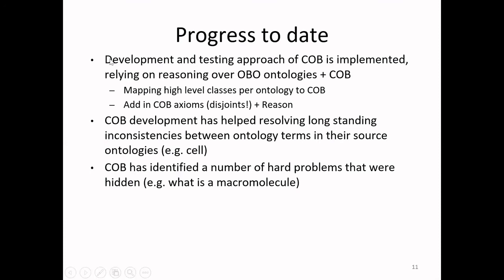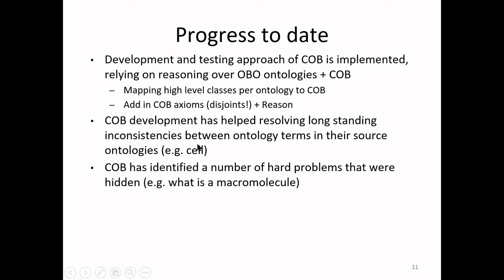So the progress to date has been that we have developed, and this is actually Chris Mungall's work primarily, a testing approach to see what happens when you implement COB. The idea is that there's a mapping file that takes, for a given ontology, the high-level classes and maps them into COB, then takes COB with all its axioms and reasons over it together with the ontology, and ideally does that with multiple ontologies and sees what happens.